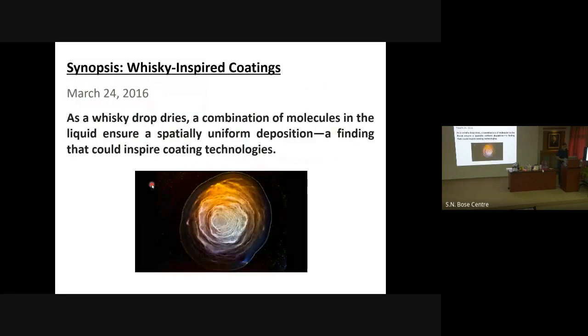And finally, this also came in Synopsis 2016. As a whiskey drop dries, it makes the pattern which is very uniform. That's surprising. Why does it do that? Why do you think it's surprising? Okay, we'll talk about why it is surprising.